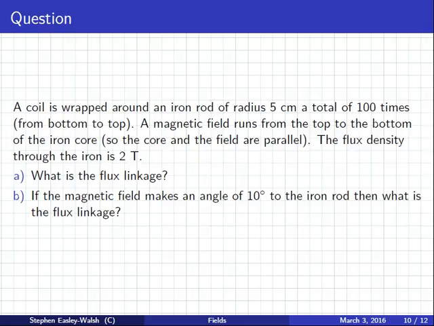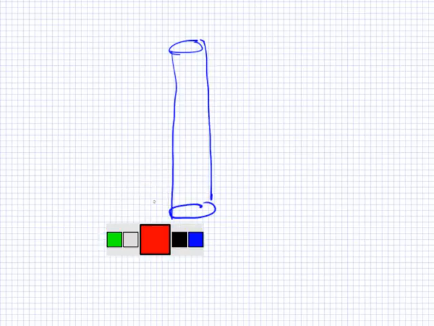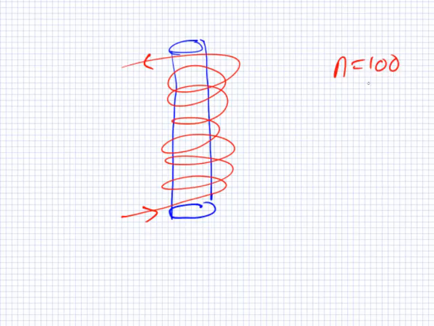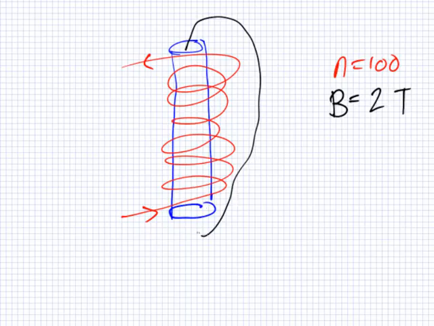So, what you have here is an iron rod and a coil wrapped around it 100 times, and you know that this makes a magnetic field. Do you remember what this is called? Solenoid. It's 100 times, isn't it? And it makes a magnetic field. What is the density of the field? 2 Tesla. Now, I can't remember, but I think the field goes around this way. I'm not 100% sure.